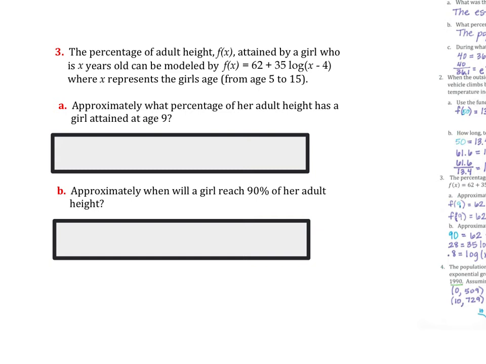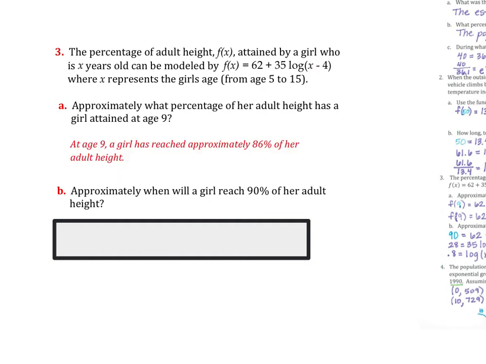Part A, approximately what percentage of her adult height has a girl attained by age 9? Well, this is just a plug and chug. Right, we'll plug in 9 for x there, straight to our calculator. Should get 86%.